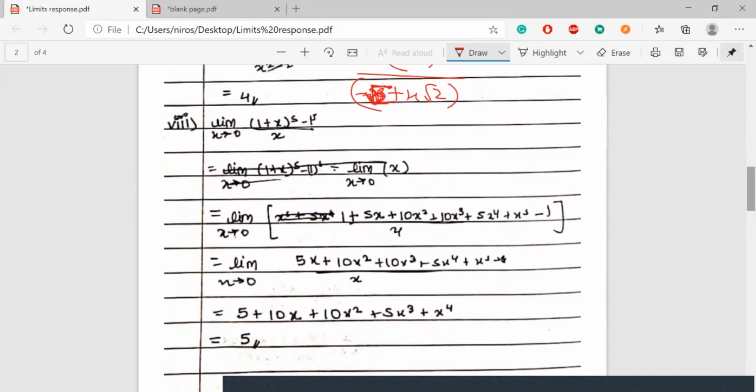In this one you have expanded this form, x to the power n, and the answer is also correct. So is there a shorter method to do this?